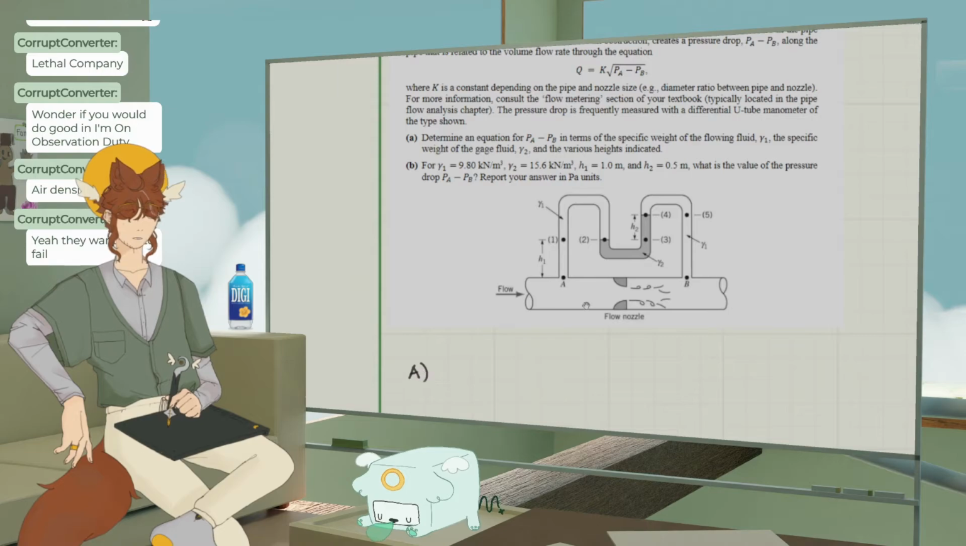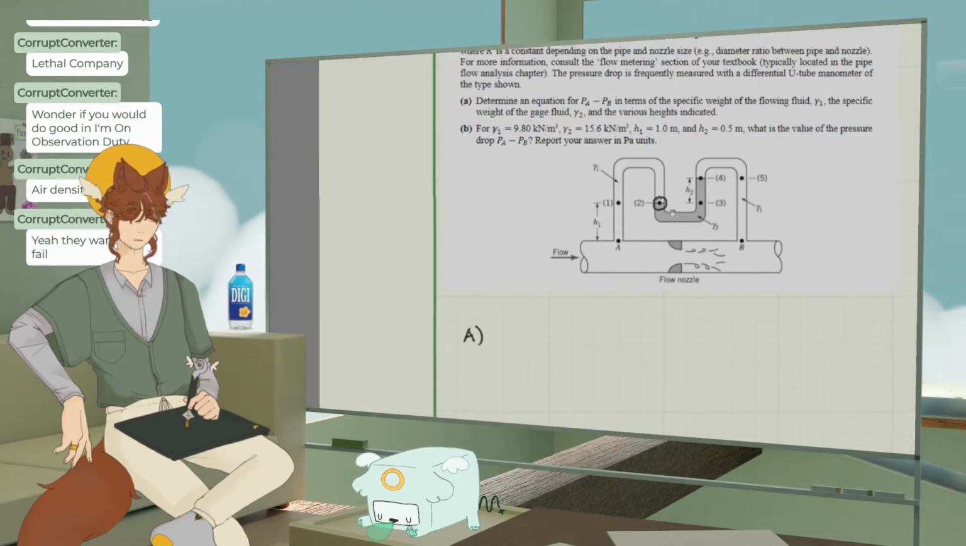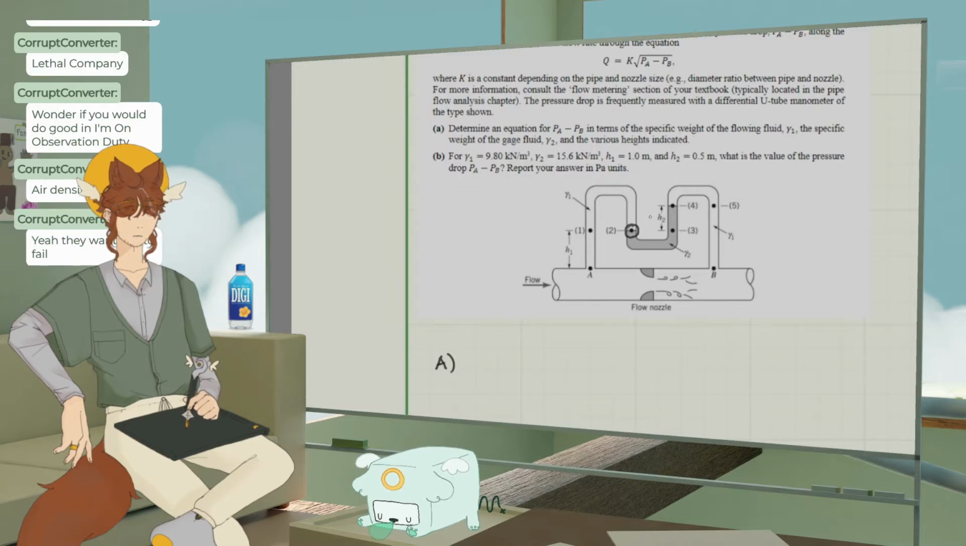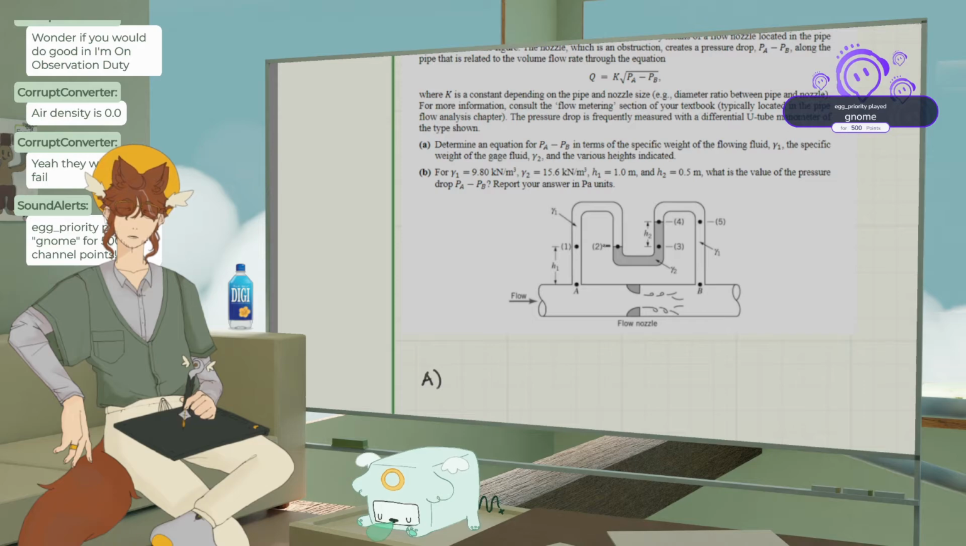we need to figure out, so the pressure here is going to be determined by this, right? The depth of this. Well, I guess you could also say that it would be determined by this depth?